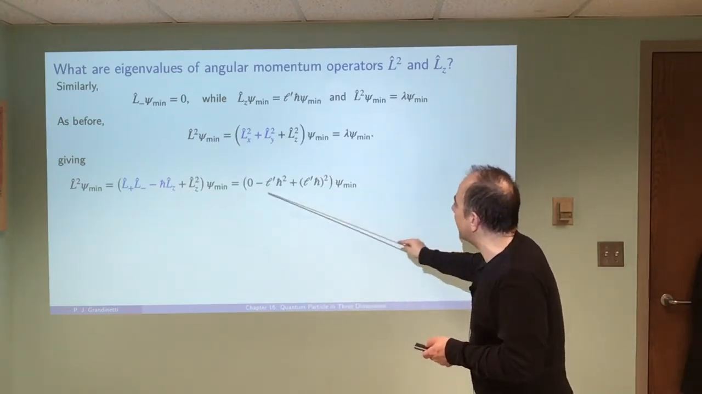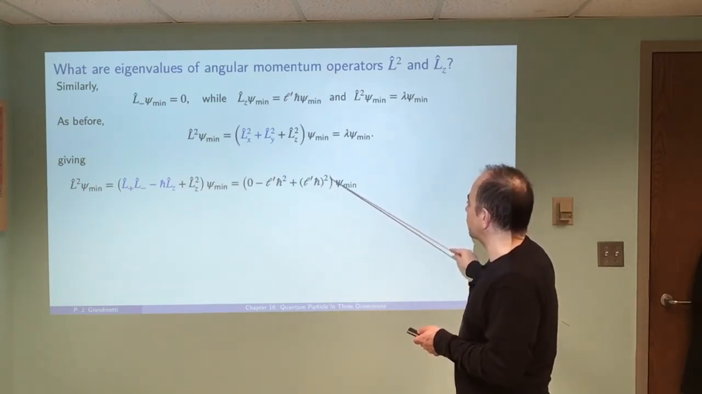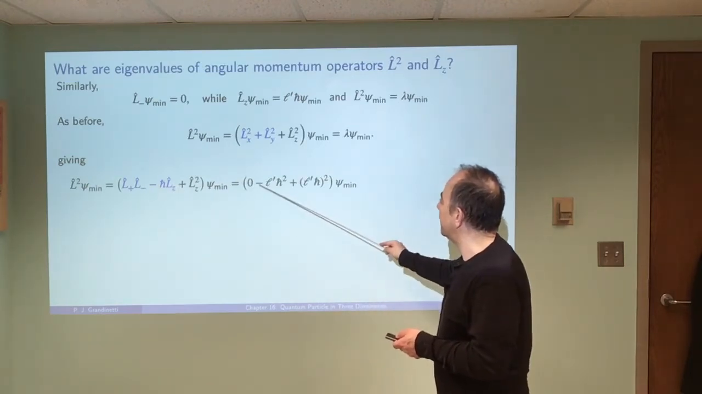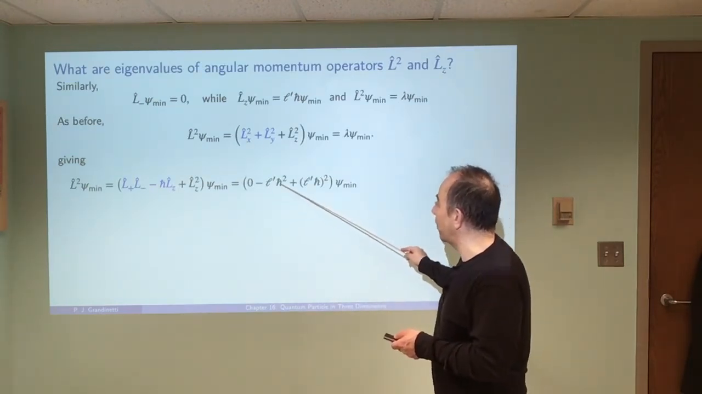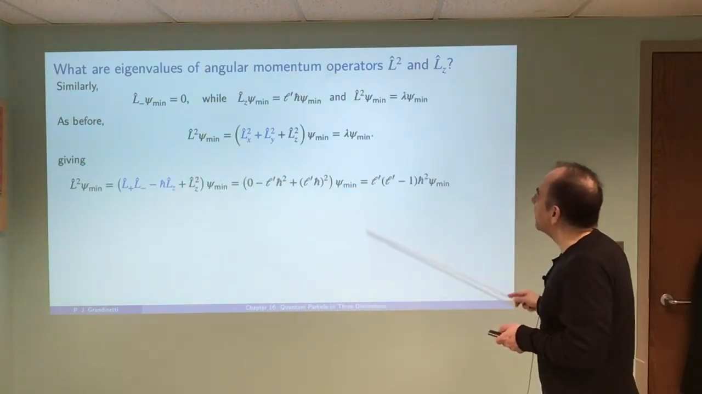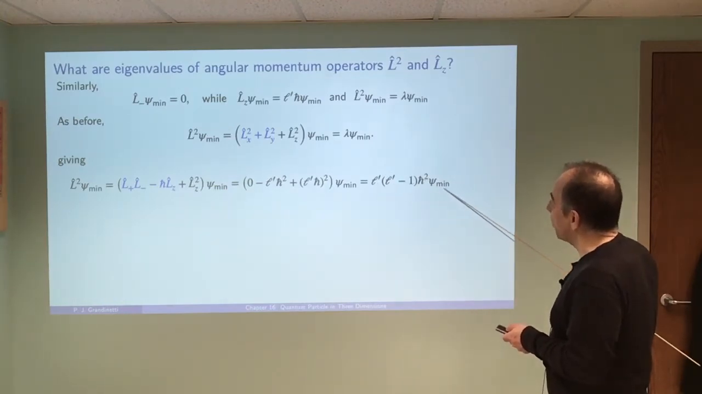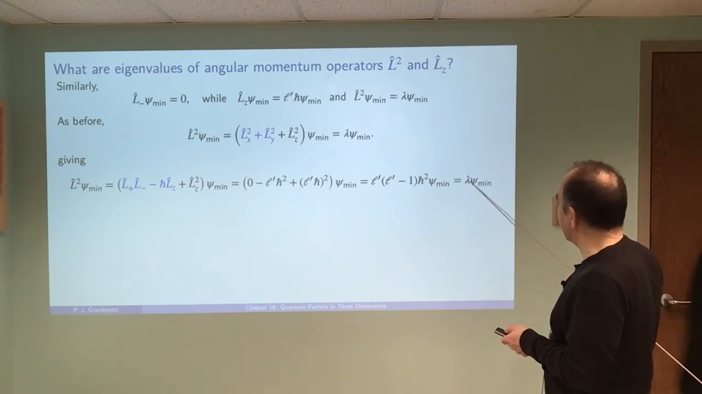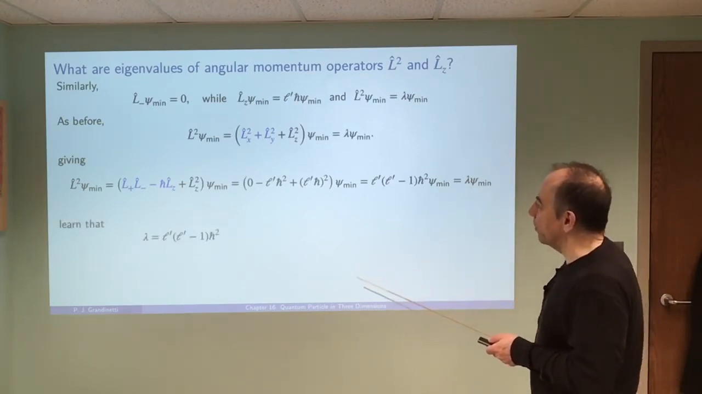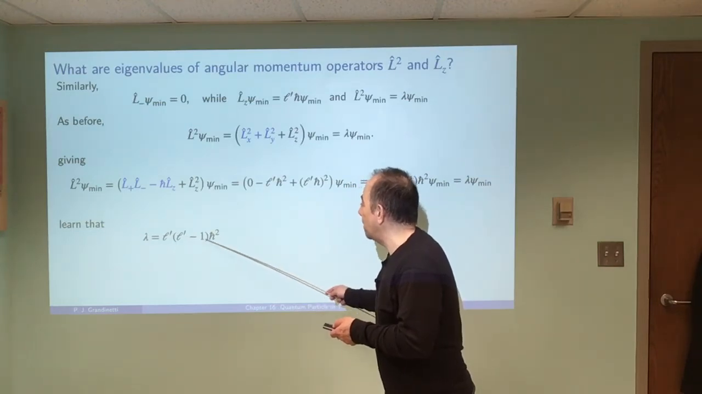I evaluate it out, and now Lz on psi min gives me l prime ħ squared, and then minus ħ Lz on psi min gives me minus l prime ħ squared, and of course L minus on psi min has to give me 0 and leaves it like that. And so when I write this out, I get l prime times (l prime minus 1) ħ squared times psi min. And that again has to be equal to lambda times psi min. So that means that lambda is equal to l prime times (l prime minus 1).